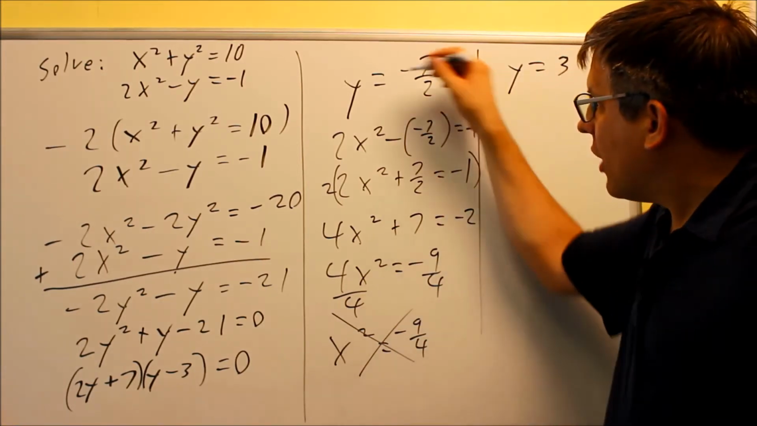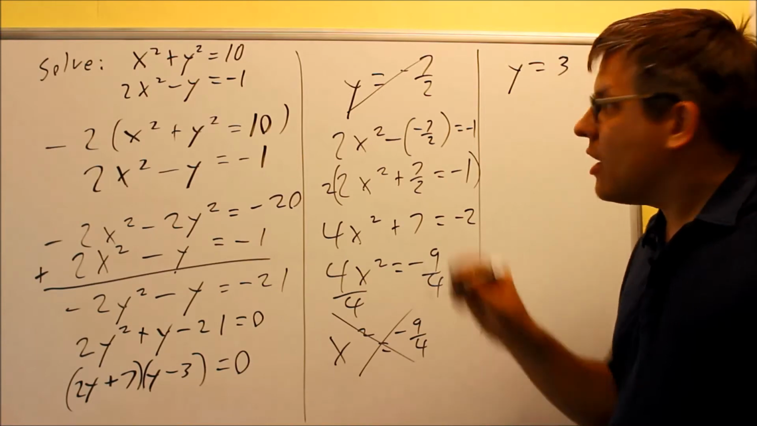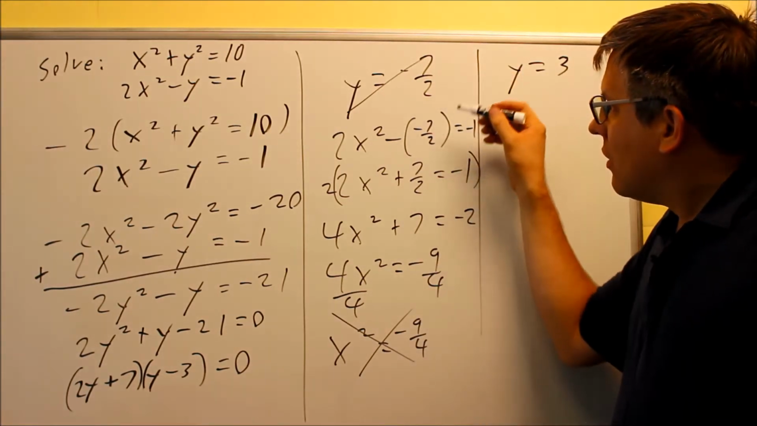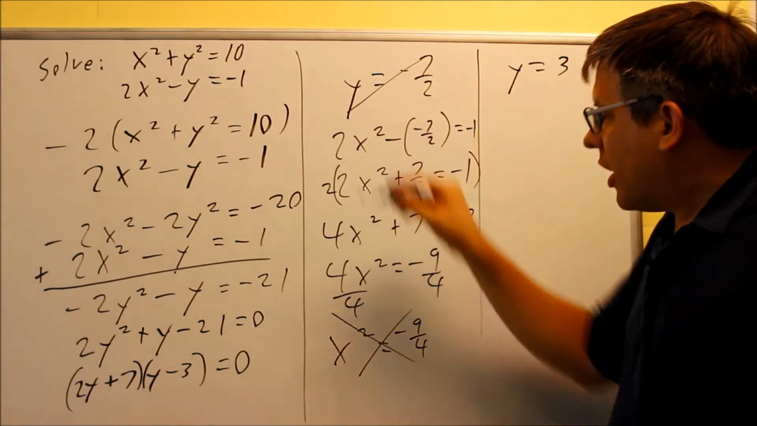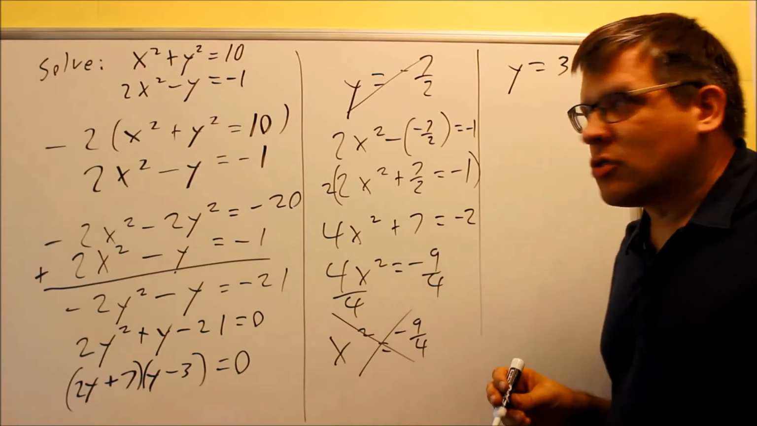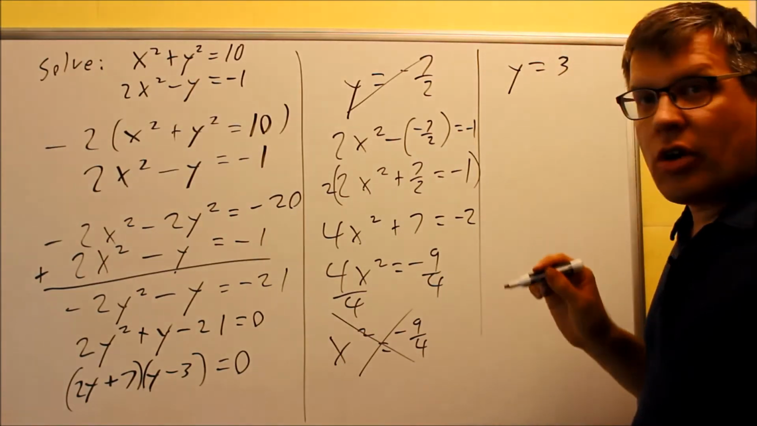So therefore, I know that the first one, y equals negative 7/2, is not really going to be one of my answers, because I can't get a real number with that. So I'm just going to go ahead and cross that whole thing out. So negative 7/2 is actually not going to give me an answer. However, the 3, let's go ahead and look at that one.